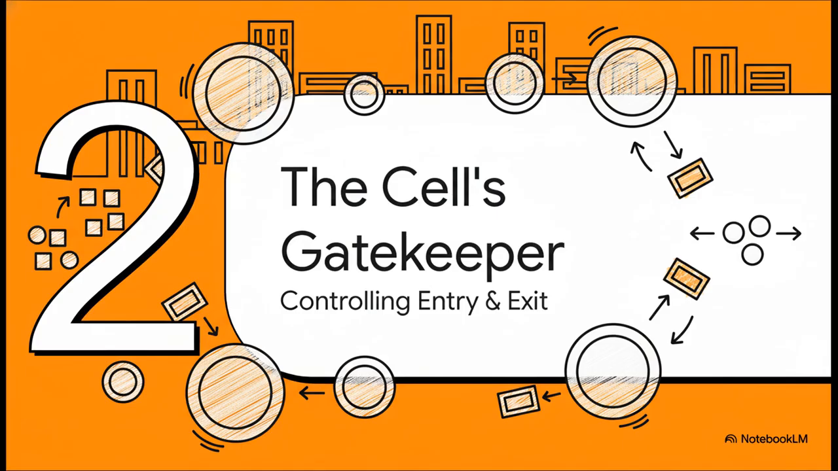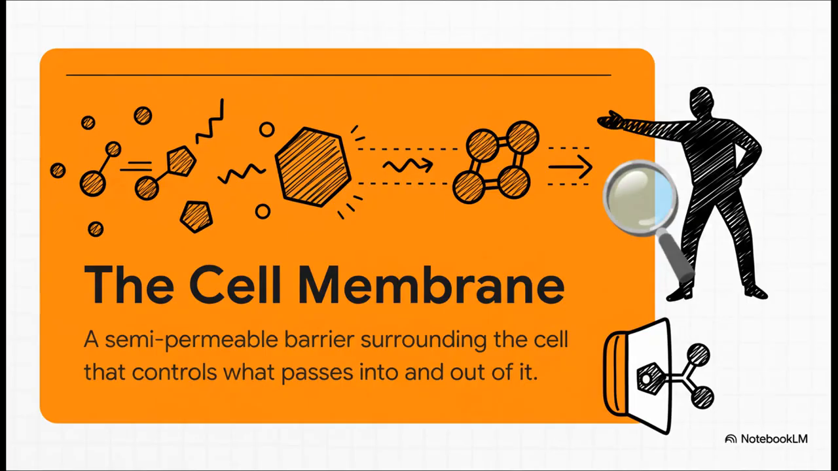How does it get supplies in and ship its products out? Well, it all happens at the border, the cell membrane. Think of the cell membrane as a really sophisticated bouncer at a club. It is not a solid wall, not at all. It's this selective barrier. It lets some molecules pass right on through, no problem, but it stops others completely. And it even has these special doors just for very specific cargo.